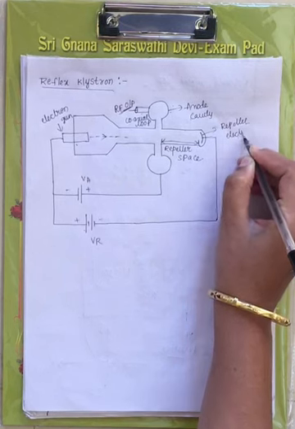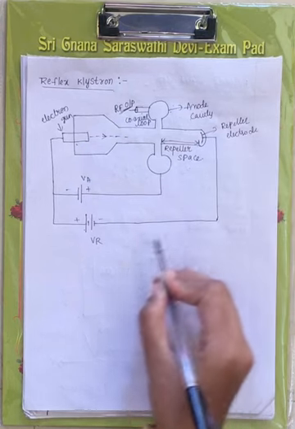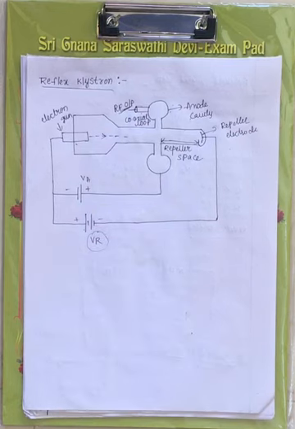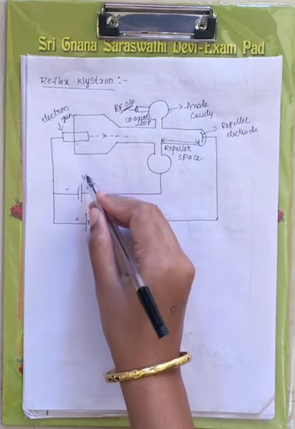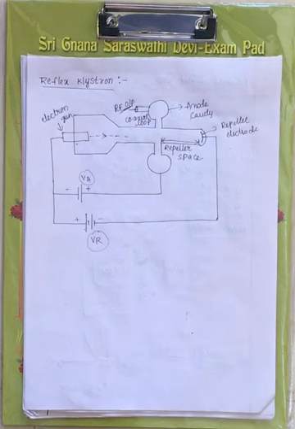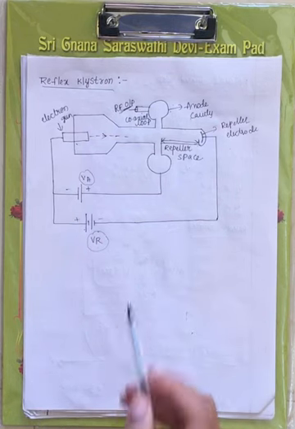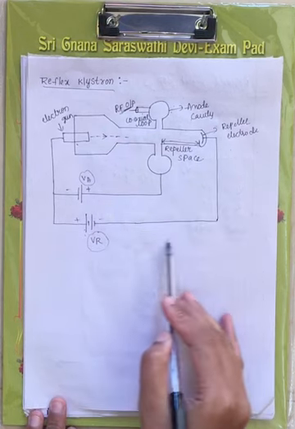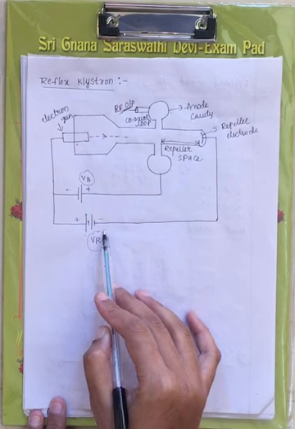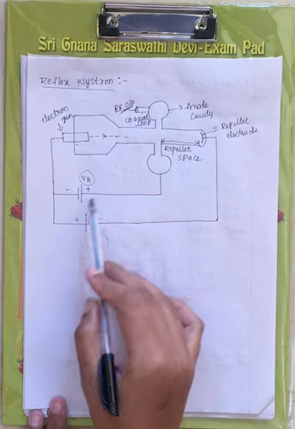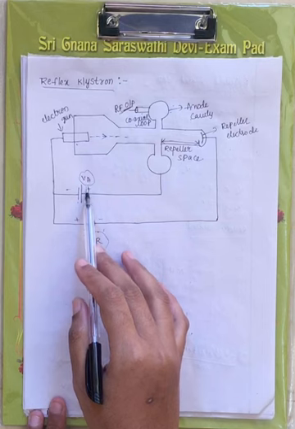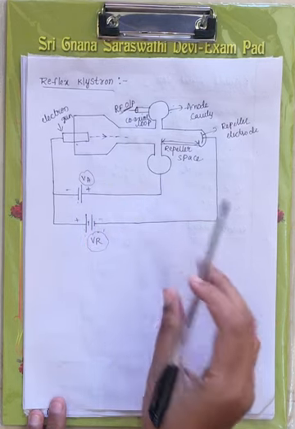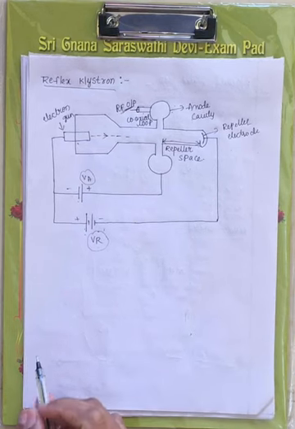Now this we call the repeller electrode, and it is connected to the negative terminal of the battery. VR indicates the repeller voltage, and VA indicates the voltage at the anode cavity, that is, the anode voltage. The electron gun is connected to the positive terminal of VR, and the repeller electrode is connected to the negative terminal of VR. Similarly, the anode cavity voltage VA is connected with the negative terminal on one side and the positive terminal on the other. Now this is about the structure.